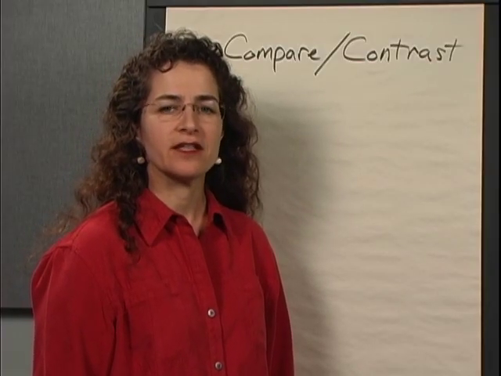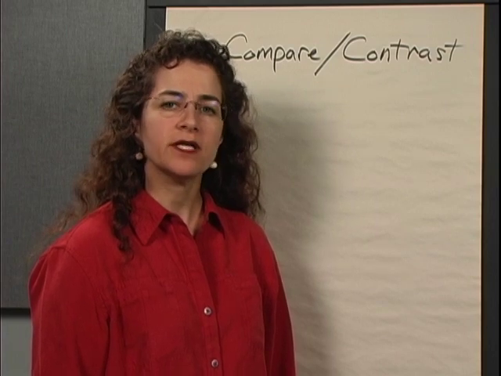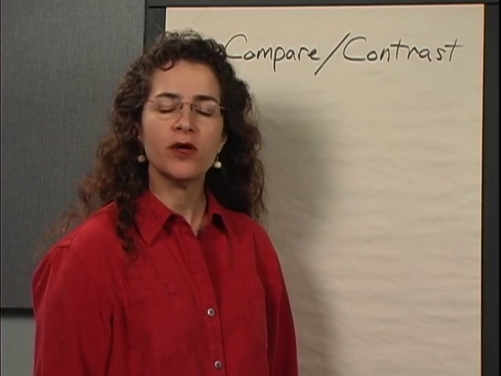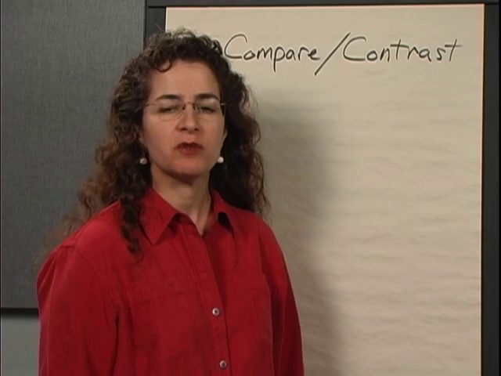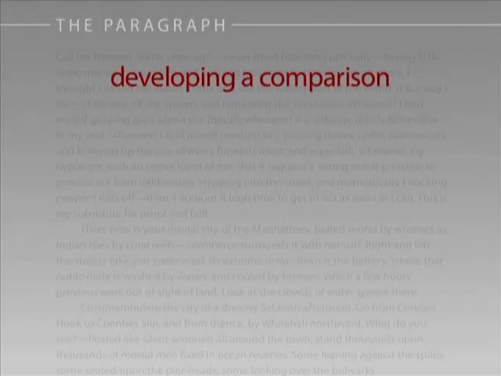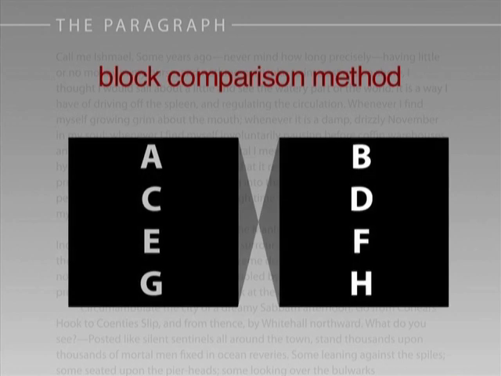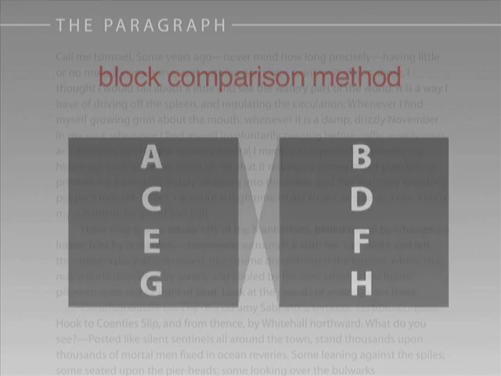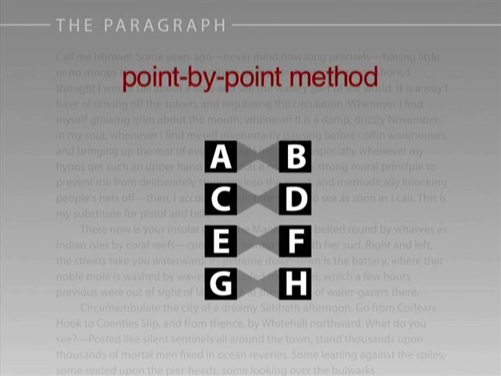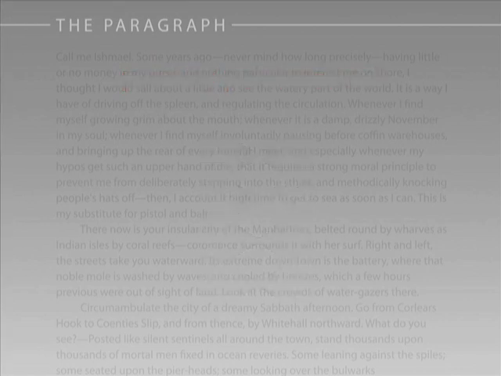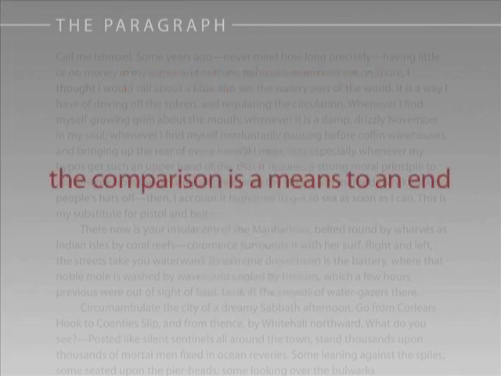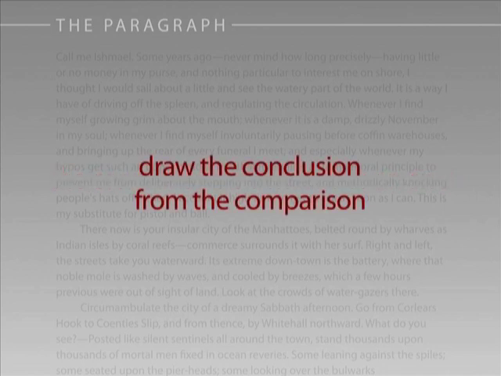Comparison and contrast is a useful pattern of development when you want to help readers understand a concept by pointing out the similarities and differences between it and another concept. The comparison is usually developed either by analyzing all features of one concept and then comparing them to the features of the other, a block comparison method, or by analyzing each point of comparison, a point-by-point method. Keep in mind that the comparison is simply a means to an end, and that the conclusion of the paragraph should be drawn from your comparison.